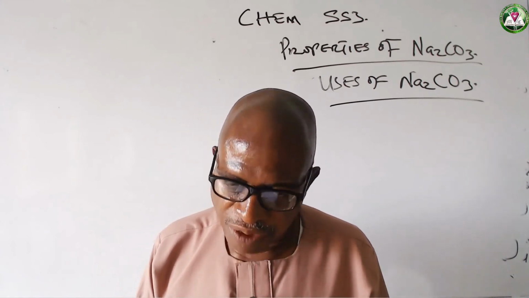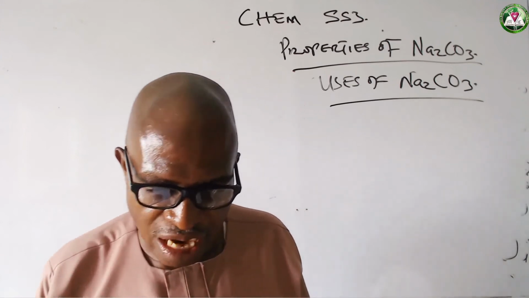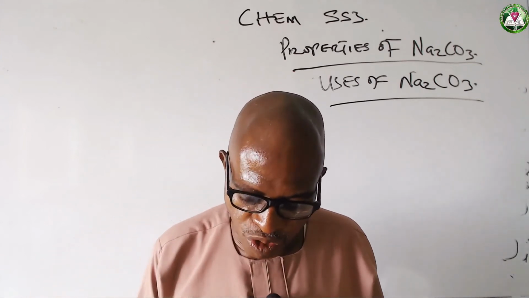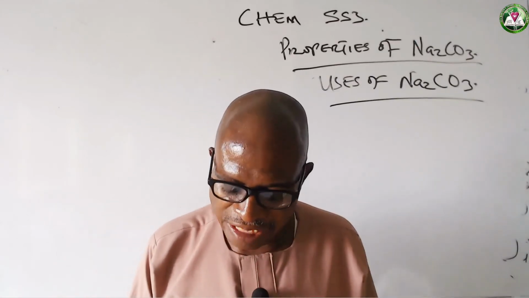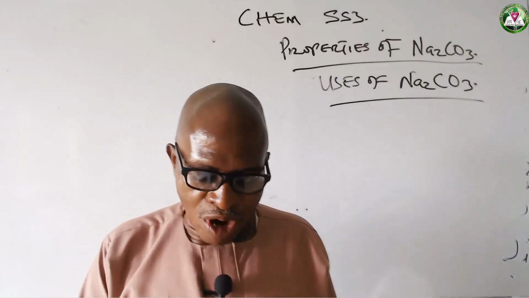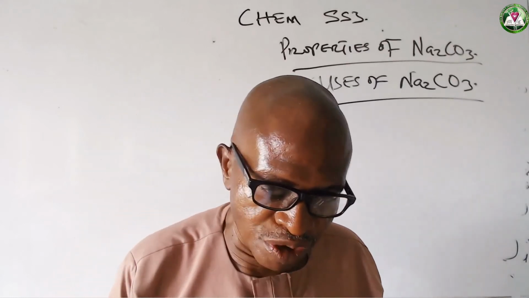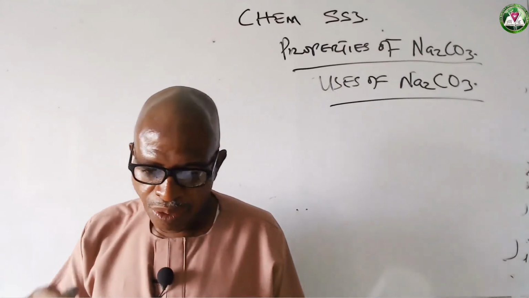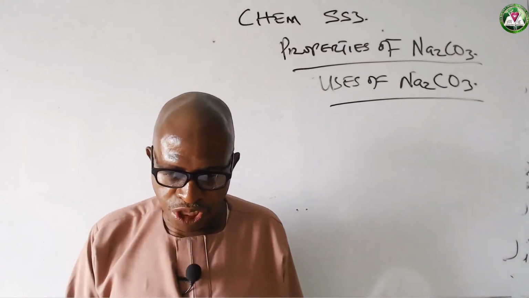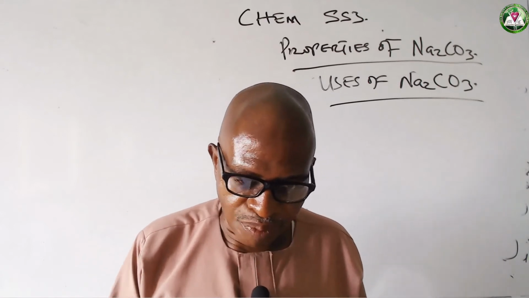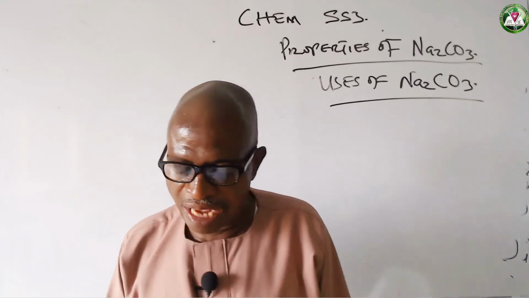Number 2, use in softening of water. We have done water treatment, and we saw that you can use sodium trioxocarbonate 4 to remove hardness in water. Number 3, use in acid-base titration. Today we have seen how sodium trioxocarbonate 4 can react with acid, which means it can be used in acid-base titration, where it is acting as a base. Instead of using sodium hydroxide or potassium hydroxide, you can use sodium trioxocarbonate 4 to do the titration.